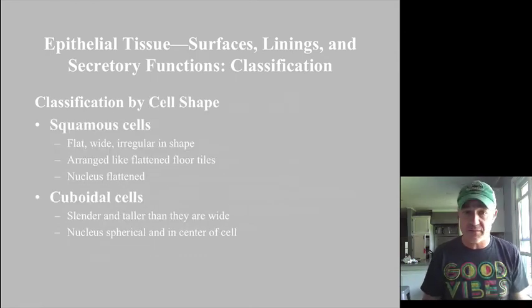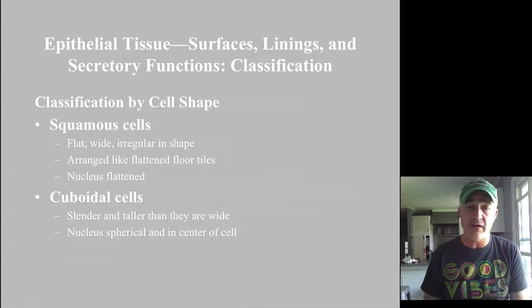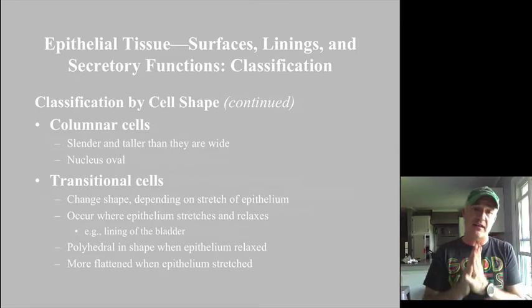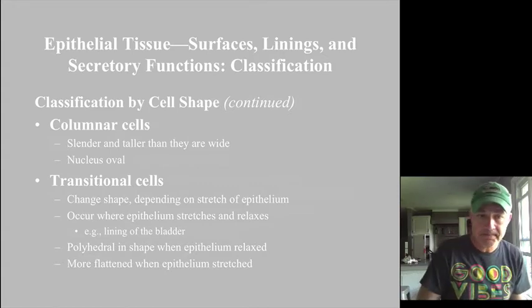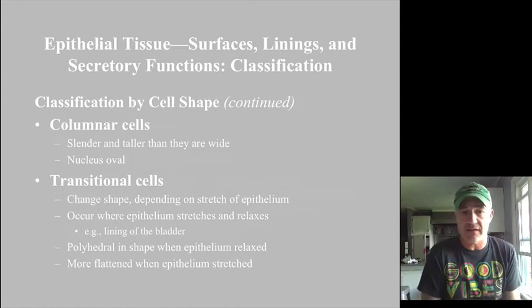Again, the cell shapes: the squamous ones are flat, irregular, weird looking, really flat cells. Cuboidal, height and width are similar. Can be a little bit more rounded off, but cuboidal on that one. Then you can get columnar cells. These are tall and skinny cells, more sausage shaped, with an oval shaped nucleus.